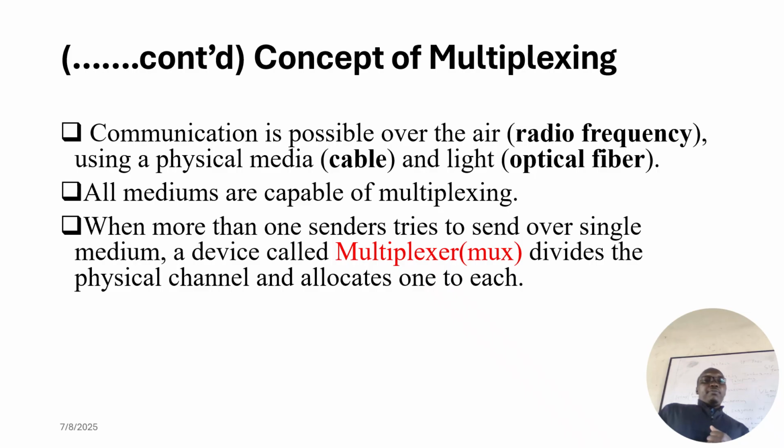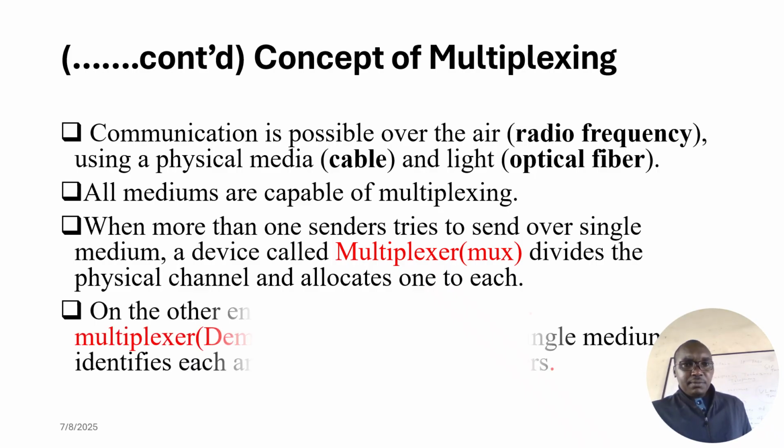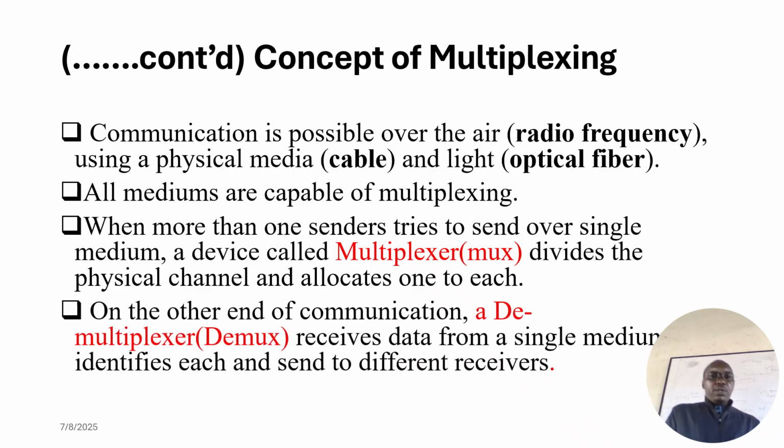All mediums are capable of multiplexing. When more than one sender tries to send over a single medium, a device called a multiplexer, or MUX, divides the physical channels and allocates one to each. So you need a multiplexer and you need the other device, which we call the demultiplexer, or DEMUX. The DEMUX receives data from a single medium, identifies each, and sends to different receivers.